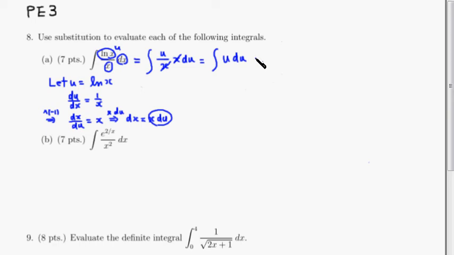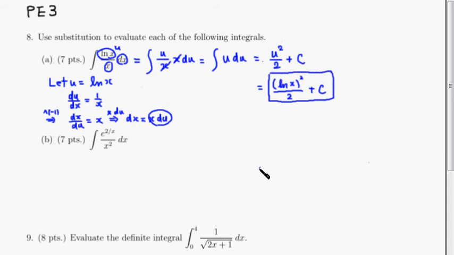Then the antiderivative would be add 1 to the power, so u squared over 2 plus some constant c. Then we just have to put the original variable back in. u is natural log of x, so you have natural log of x squared over 2 plus c. So this is the answer for part A.